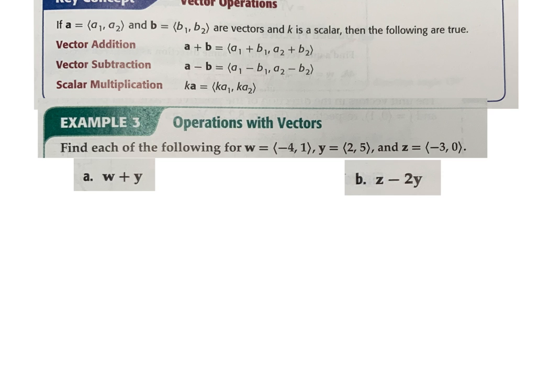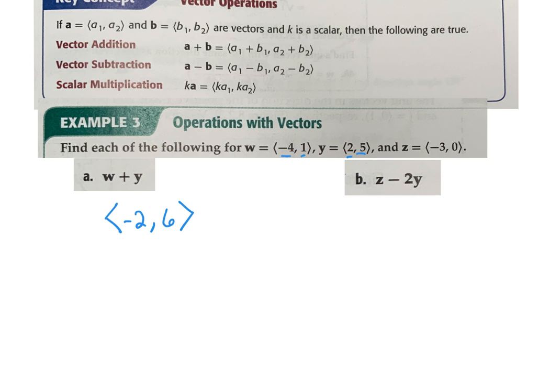If you add them, you would literally just add -4 and 2. So if I'm doing this one right here, I'm going to add the first value, or the x value there, -4 and 2, and 1 and 5, right?